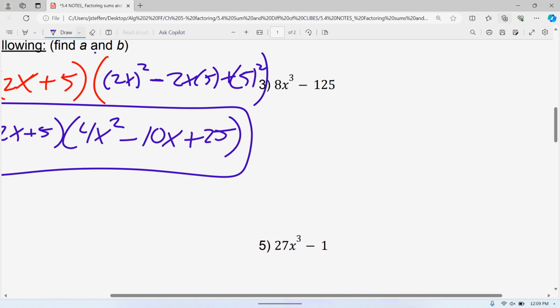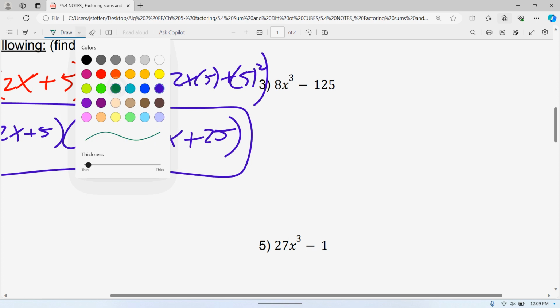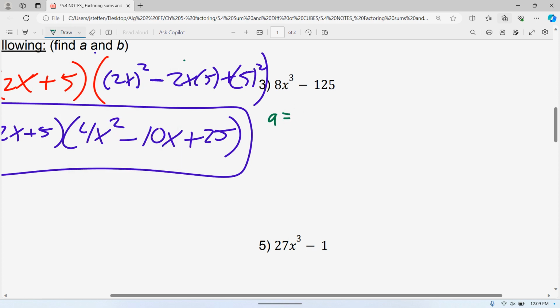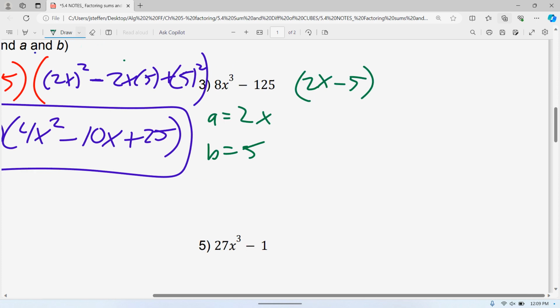Same problem, except instead of a plus, your A is going to be the same. My A is 2x, my B is 5. So again, we have 2x minus 5. So now we start with a minus sign. Then we have (2x) squared. And then the opposite sign, so we start with a minus, so we need a plus. Then we have 2x times 5 plus 5 squared.